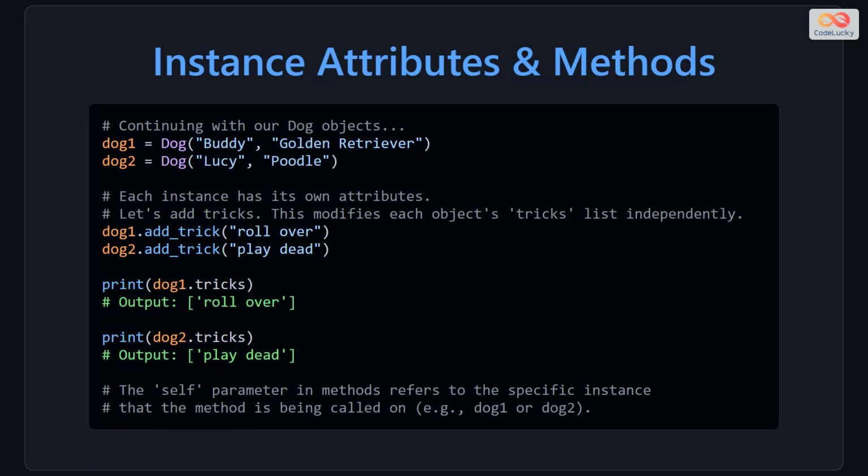Each object or instance has its own set of attributes. For example, we can add a trick for each dog. When we add rollover to dog1's tricks, it doesn't affect dog2's list of tricks. They are independent. When we call a method like addTrick, the special self variable ensures that the method operates on the specific object it was called on, whether that's dog1 or dog2.